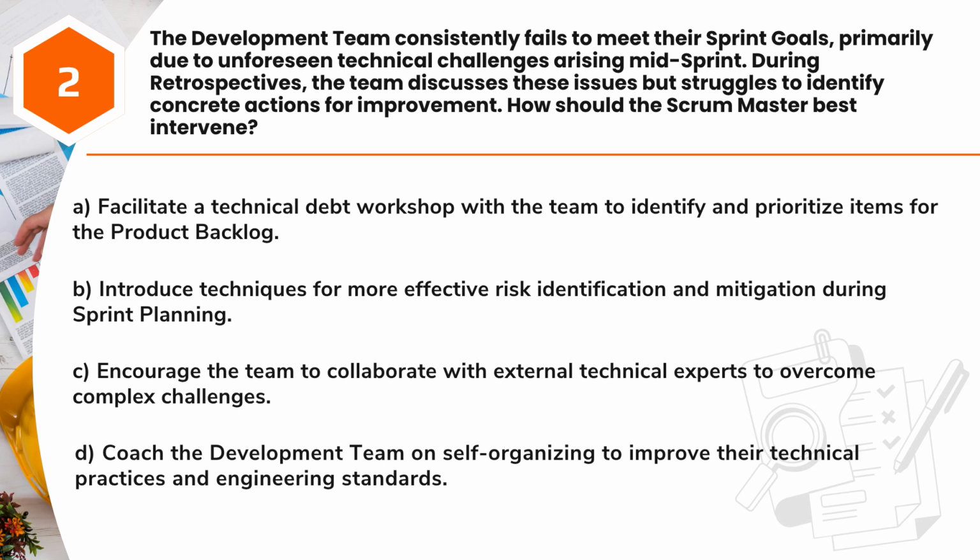Question 2. The development team consistently fails to meet their sprint goals, primarily due to unforeseen technical challenges arising mid-sprint. During retrospectives, the team discusses these issues but struggles to identify concrete actions for improvement. How should the Scrum Master best intervene?